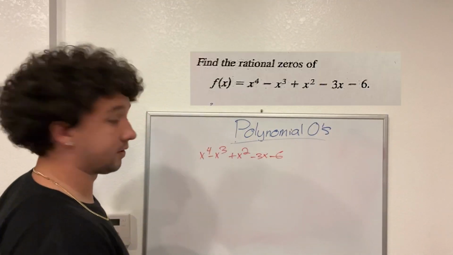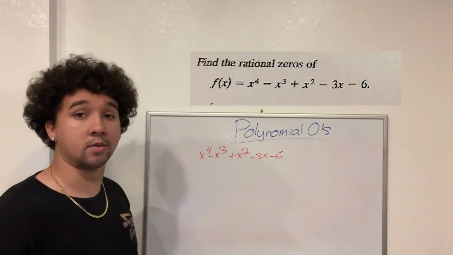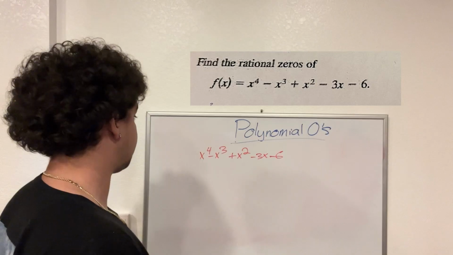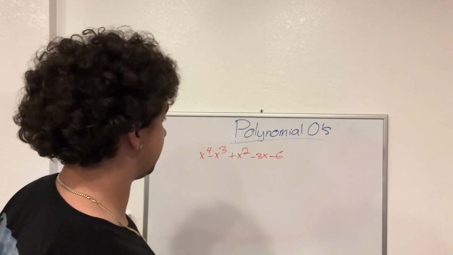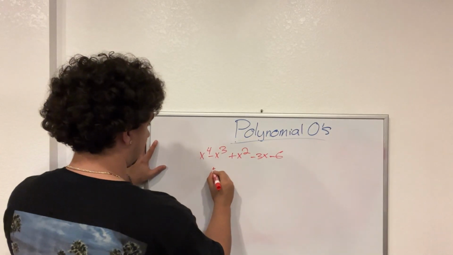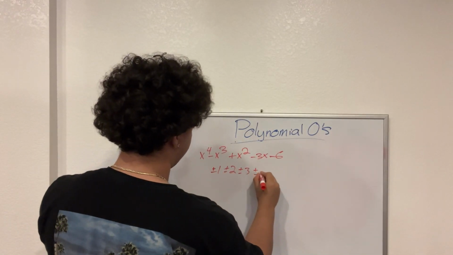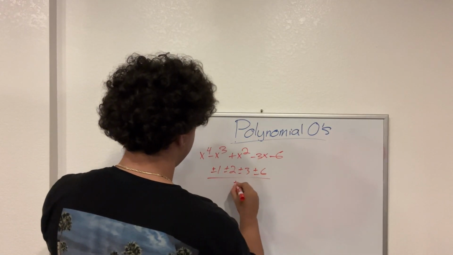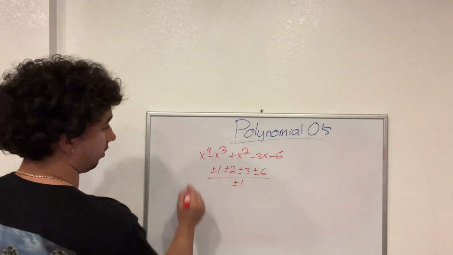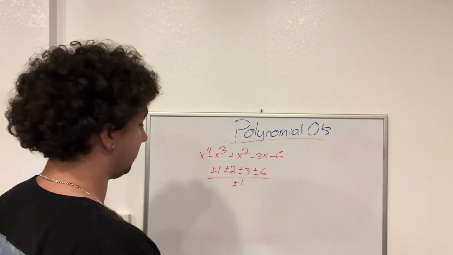Now this one's a little bit different. The reason why is because I have 5 terms. So factoring by grouping is not an option for me. So that instantly brings me to my rational roots. So in this case, plus minus 1, plus minus 2, plus minus 3, plus minus 6, all over plus minus 1. Again, because the coefficient of the first term right here is only 1.